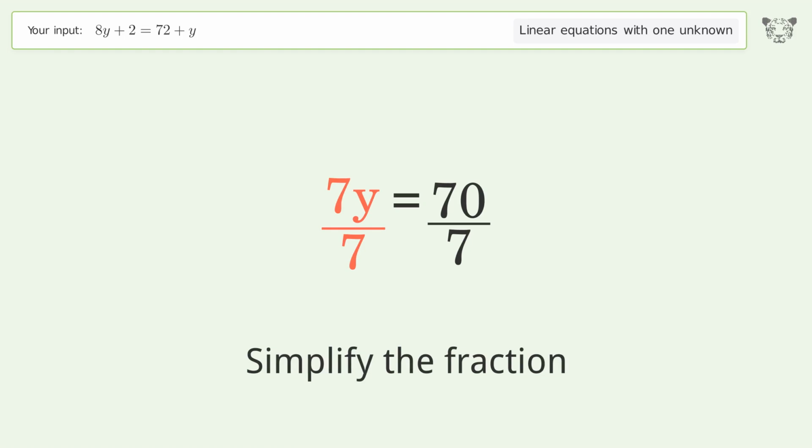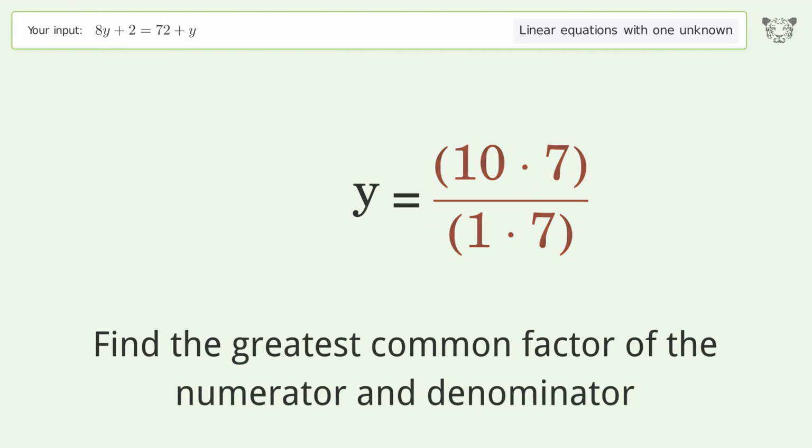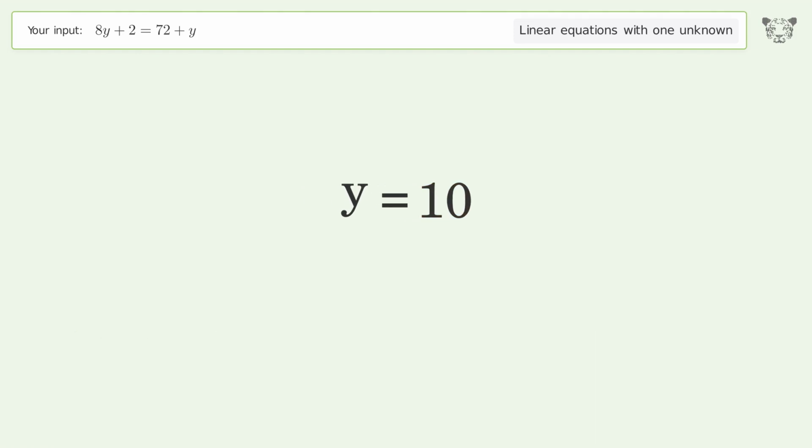Simplify the fraction. Find the greatest common factor of the numerator and denominator. Factor out and cancel the greatest common factor. And so the final result is y equals 10.